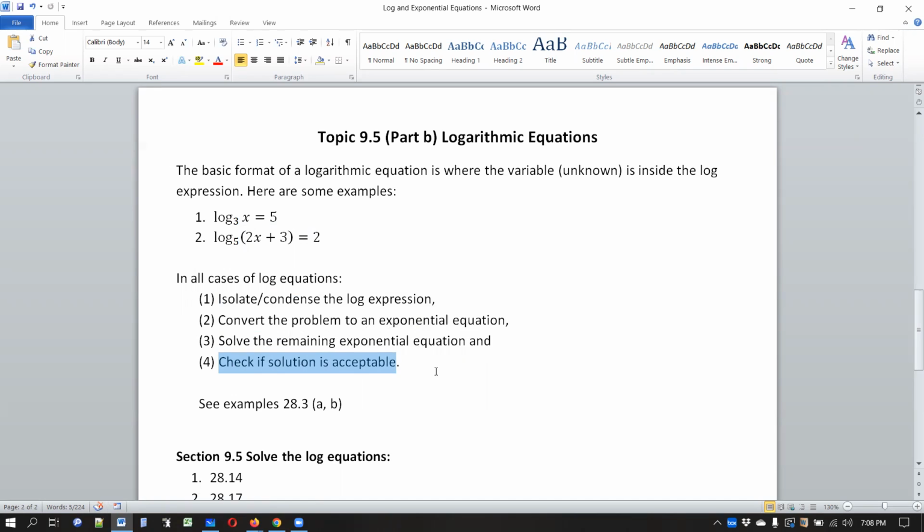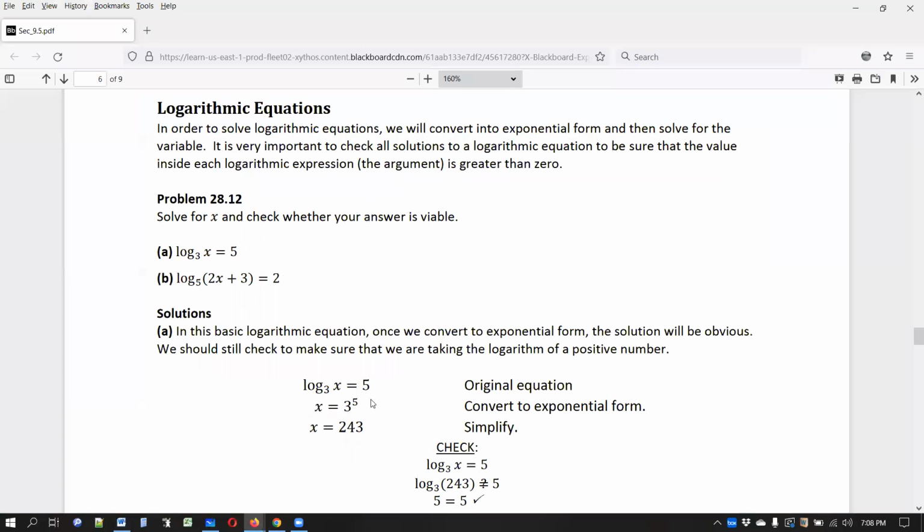It may be acceptable, and then we say that the solution that we got is okay, or it may not be acceptable. And it is possible that if we got 2 solutions from step 3, we have to maybe remove one. Or if we only got 1 solution from step 3 and that solution is not acceptable, then we have to say there is no solution to the problem. Okay? So let's take a look at these log equations.